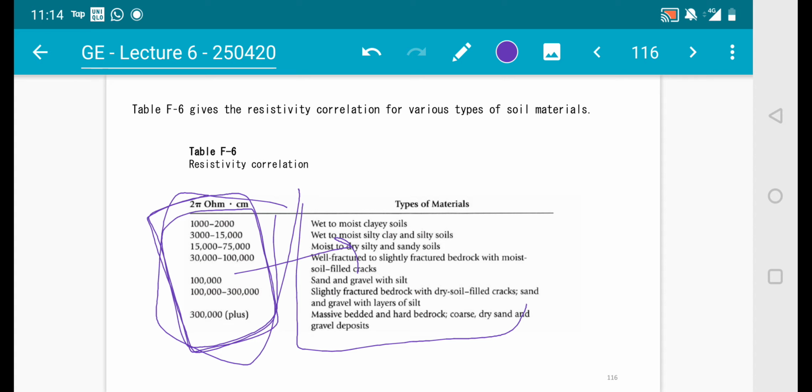We have wet to moist clay soil, wet to moist silty clay. So this is an assumption, and it's not really accurate, because it's either wet to moist, so it has a range. Okay, so it needs more interpretation.